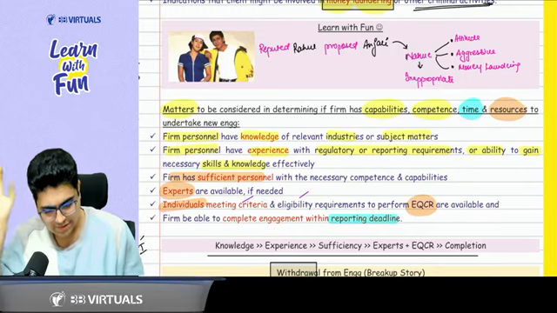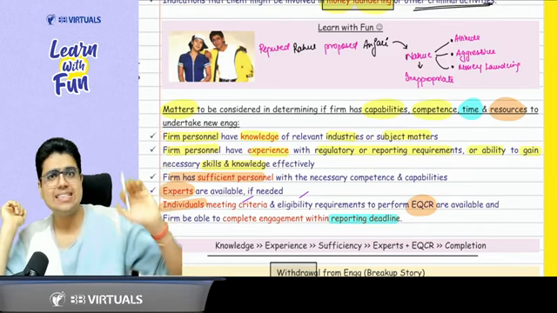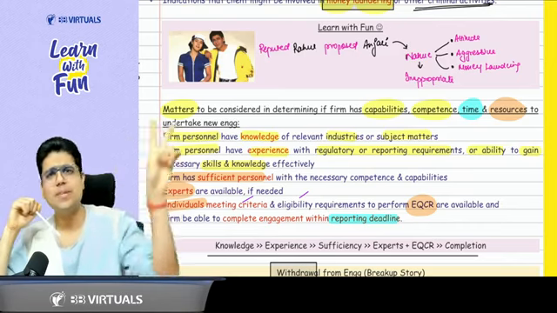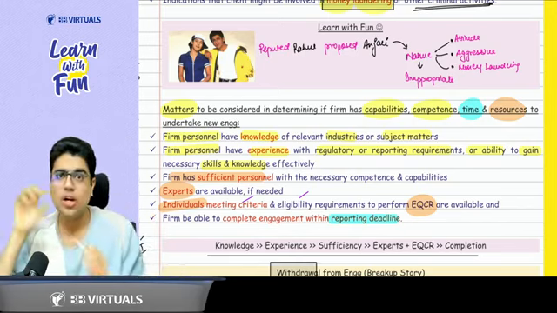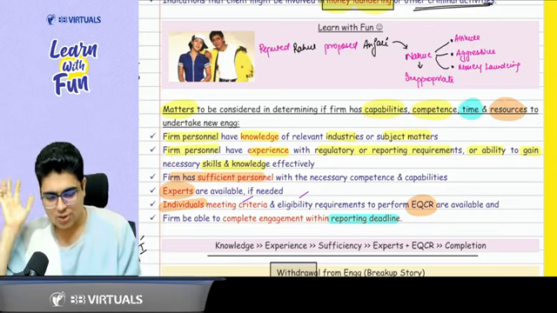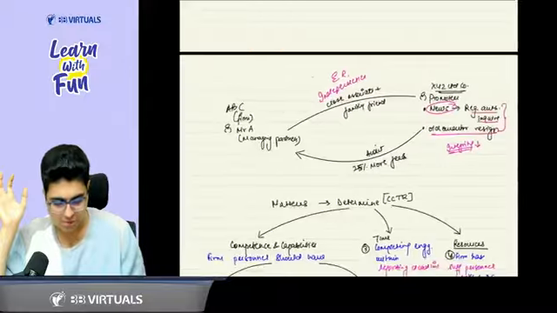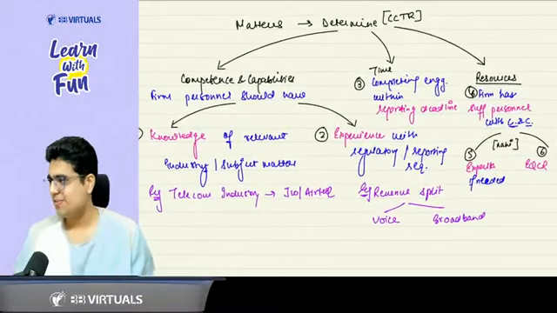Sir, you taught us that we need to see SECI. SECI means significant matters, ethical requirements, CCTR. CCTR means competence, capability, time, and resources, and I for integrity. Integrity points we know. Now, what are the points of CCTR? That is competence, capability, time, and resources. So for this, just refer to this beautiful chart and everything will be crystal clear.